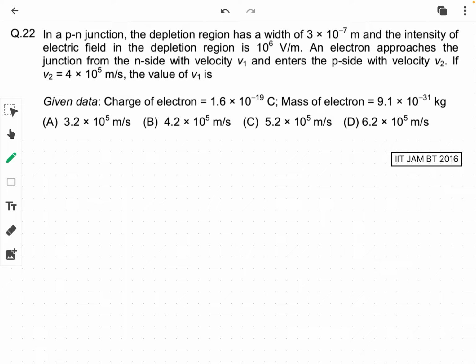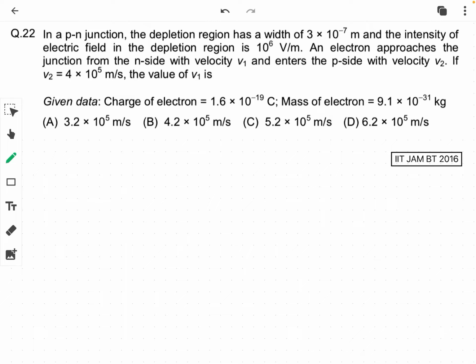is option A 3.2 into 10 to the power 5 meter per second, option B 4.2 into 10 to the power 5 meter per second, option C 5.2 into 10 to the power 5 meter per second. Option D 6.2 into 10 to the power 5 meter per second. Given data, charge of electron equal 1.6 into 10 to the power minus 19 coulomb, mass of electron equal 9.1 into 10 to the power minus 31 kg.